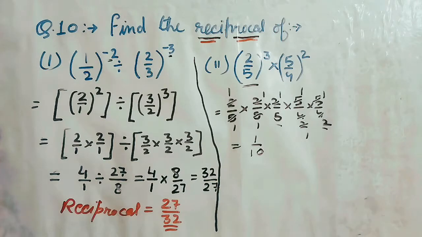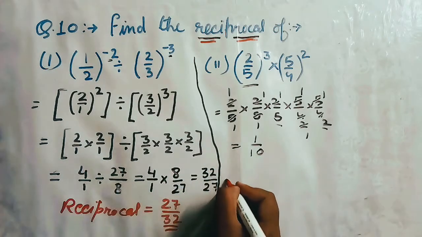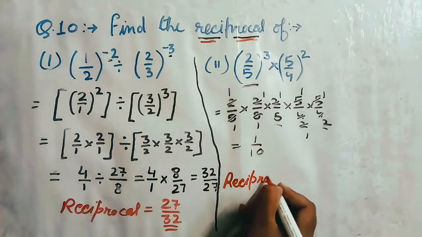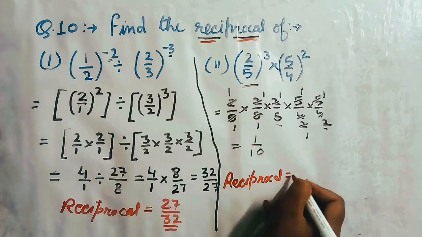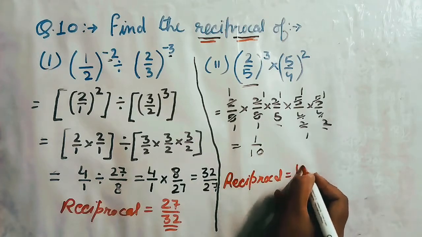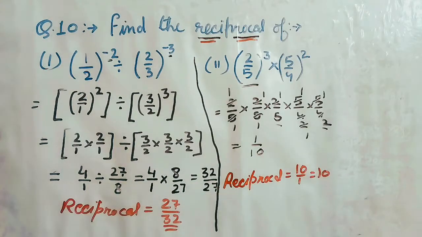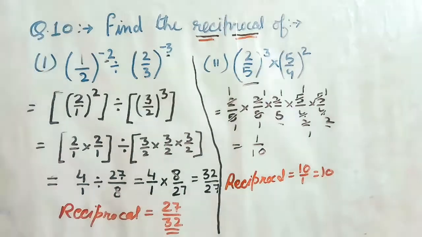But remember again we have to find reciprocal. So reciprocal will be reciprocal of 1 upon 10 will be equals to 10 upon 1, which is equals to 10, which is your required answer.